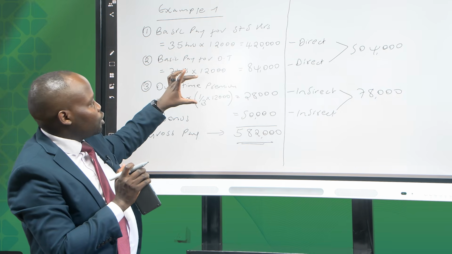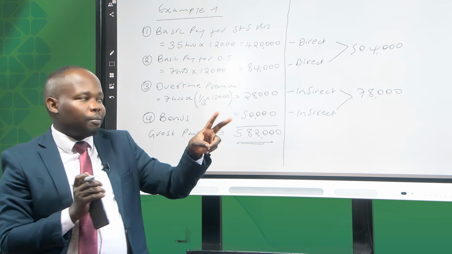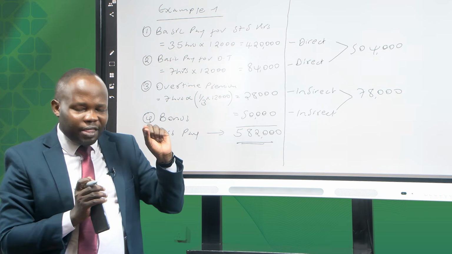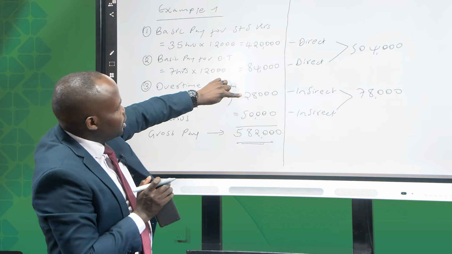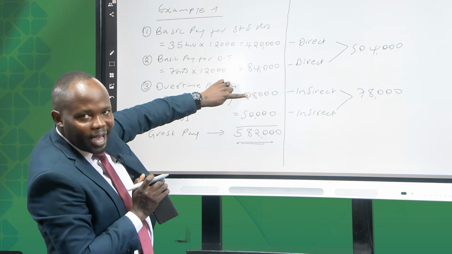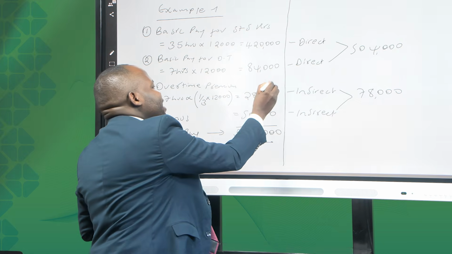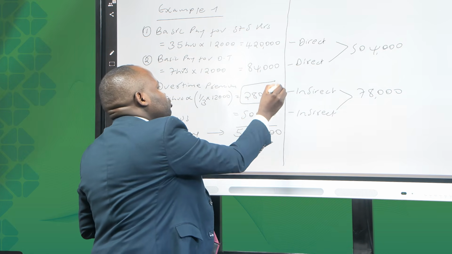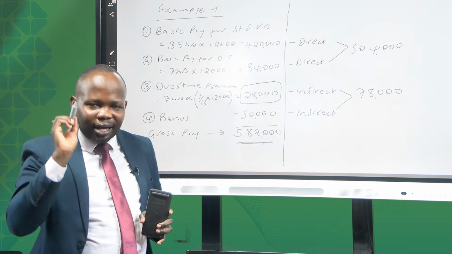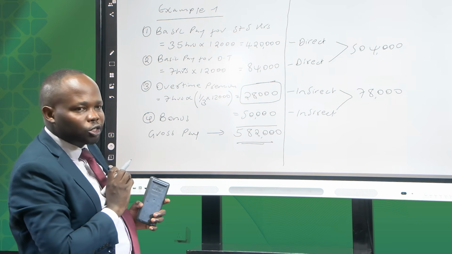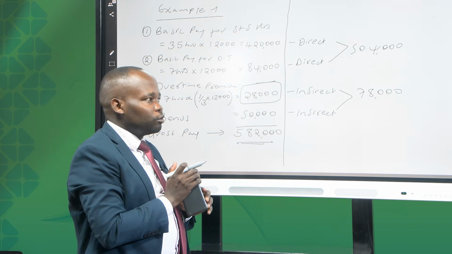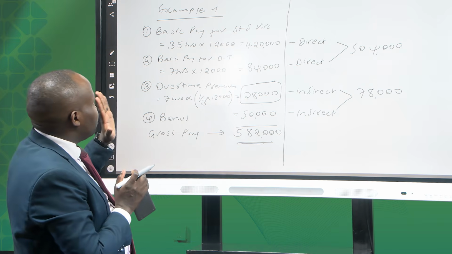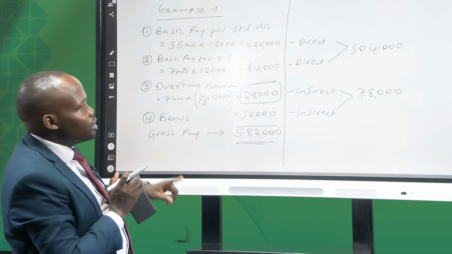Now, remember, overtime premium is indirect. But if we were told two conditions are met, the 28 will change to direct: if it is the customer who requested the employee to work overtime, and number 2, if overtime working is a routine. So that's the first example. We analyze the pay based on that.